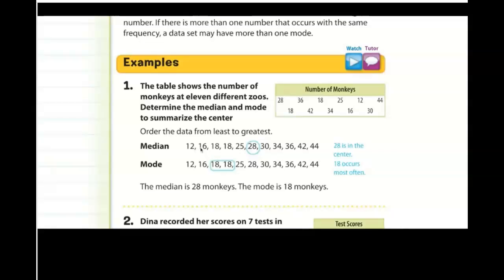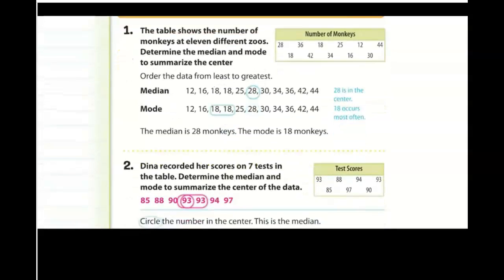So if we look at this, starting at 12 and ending at 44, we have 1, 2, 3, 4, 5 on each side. That means 28 is exactly in the middle. So that's going to be the median. Now, as far as the mode goes, you can see that 18 occurs 2 times. Since that's the number that happens the most often, that's going to be the mode.